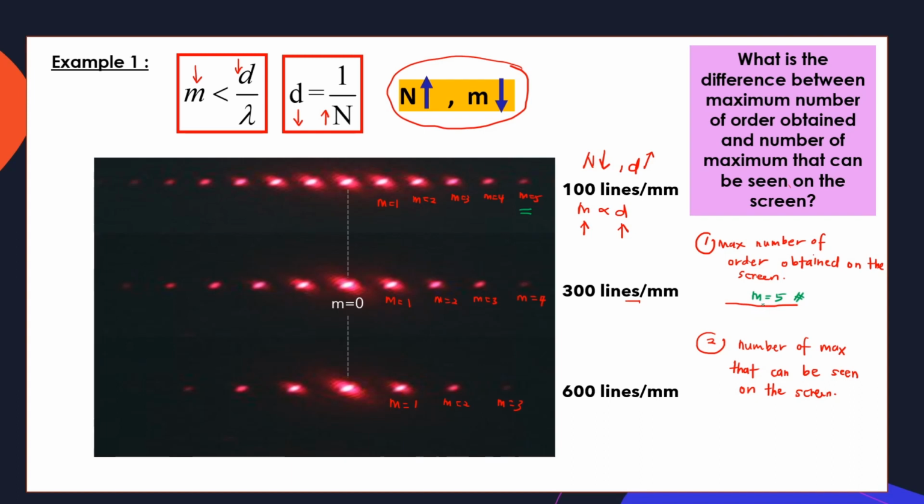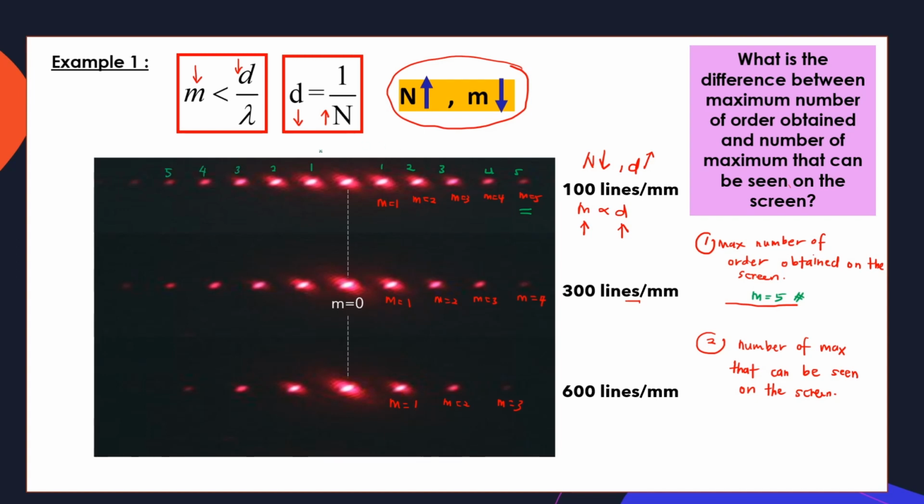But if the question asks you to find the number of maxima that can be seen on the screen, it means how many bright fringes or bright spots you can see on the screen. Here we have 1, 2, 3, 4, 5 on one side, the right side. And how about the left side? We also observe up to the 5th order bright fringe: 1, 2, 3, 4, 5.